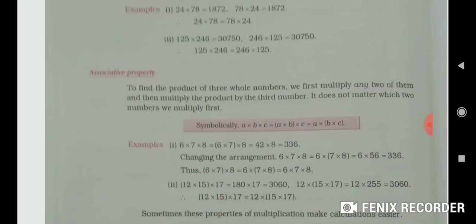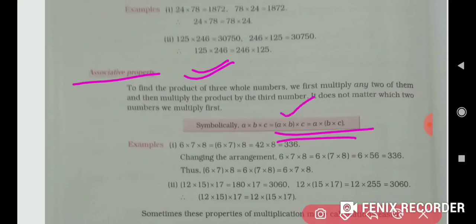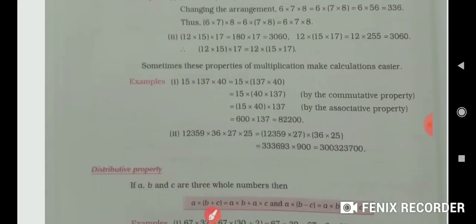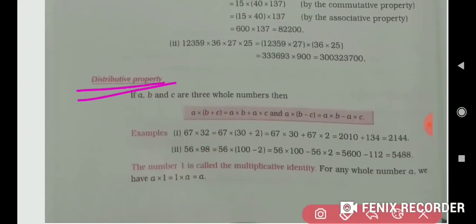Now next, associative property. In this property, what you will do? When you have to multiply three numbers. Similarly, just see here, A, B, C. First what you will do? A, B. A multiply B bracket multiply C should be equal to, you will keep this A aside and you will multiply this remaining two variable, that is B multiply C. Then distributive property. What is distributive property? When you have to make your calculation easier, at that time you will apply this distributive property.